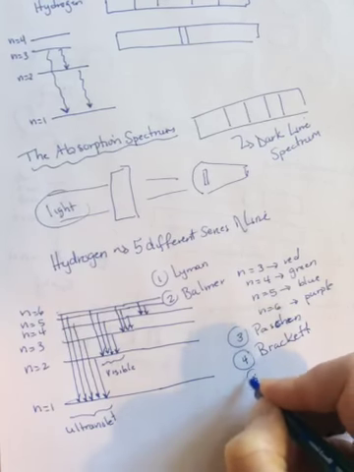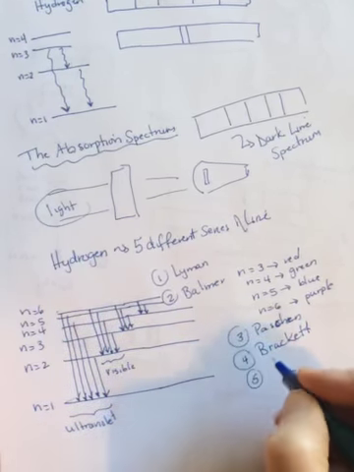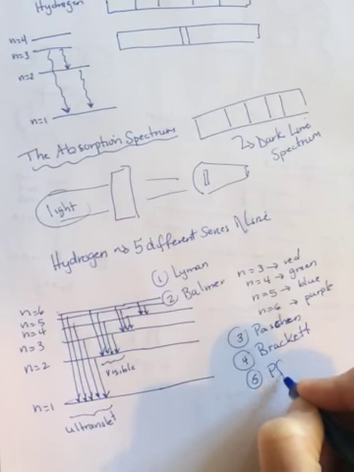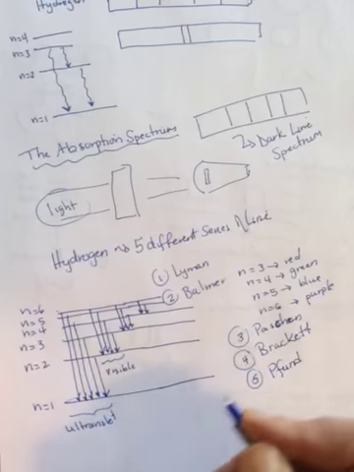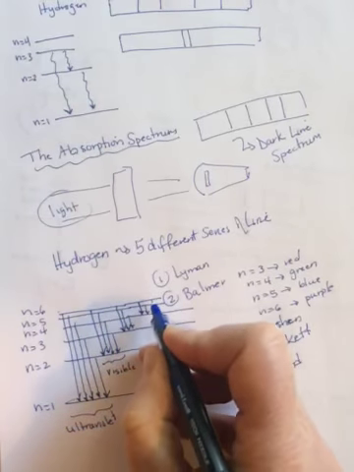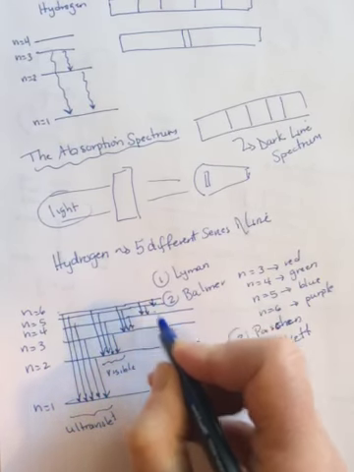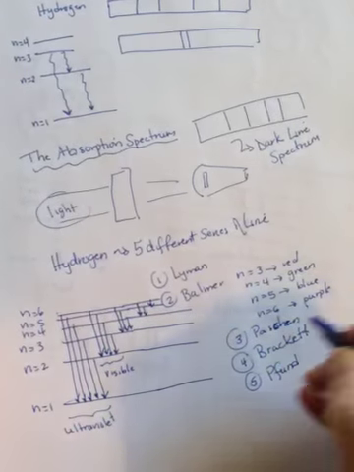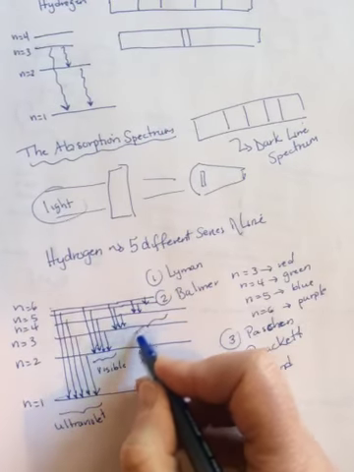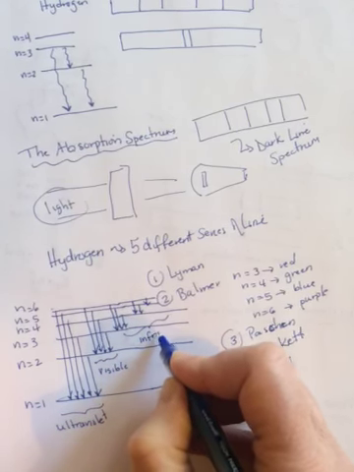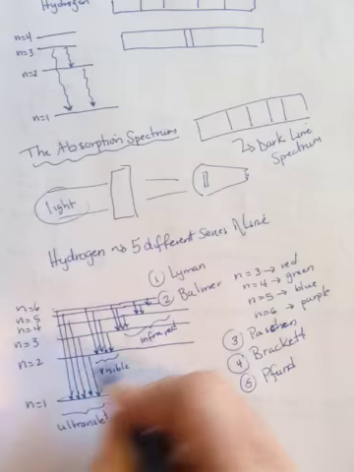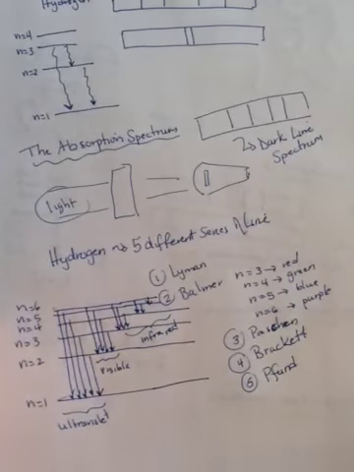And the last one is the Pfund. Now, you don't really say it that way, but I said it that way so you'd know there was a silent P in front. And honest to goodness, there really is. And it's from anything higher down to n equals 5. All 3 of these series end up in the infrared range. Okay? So those are the 5 series of the hydrogen atom.